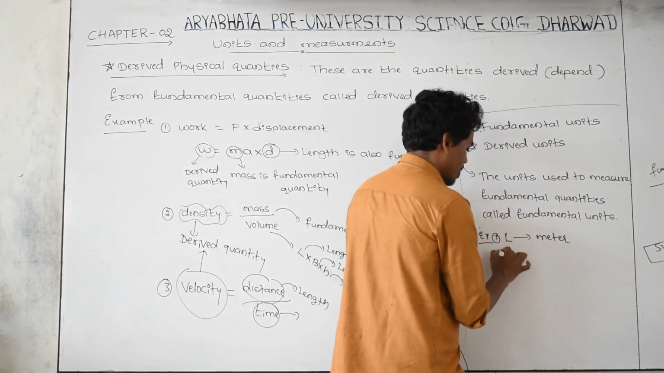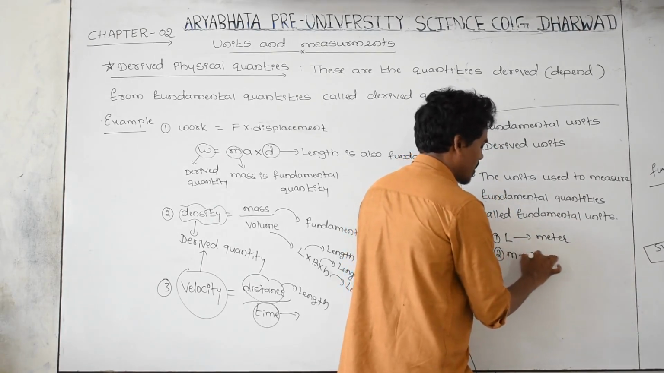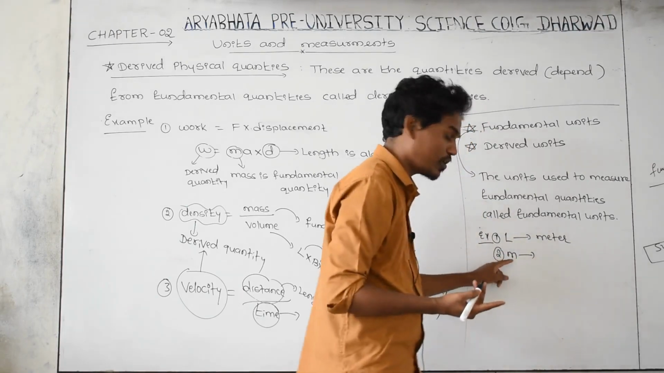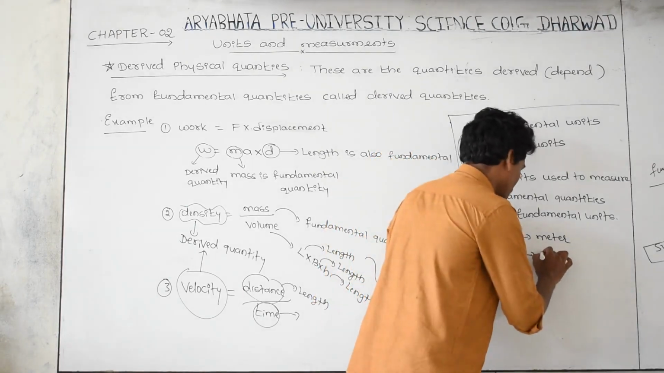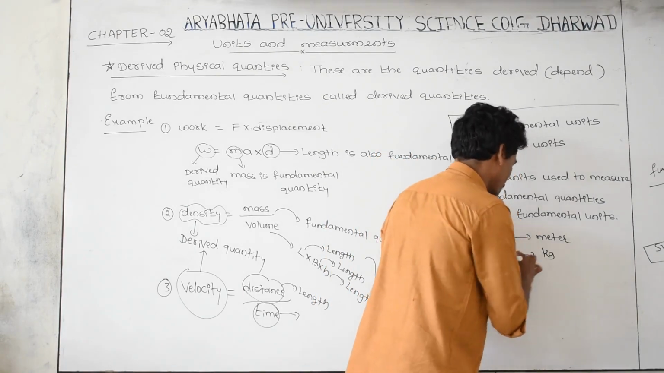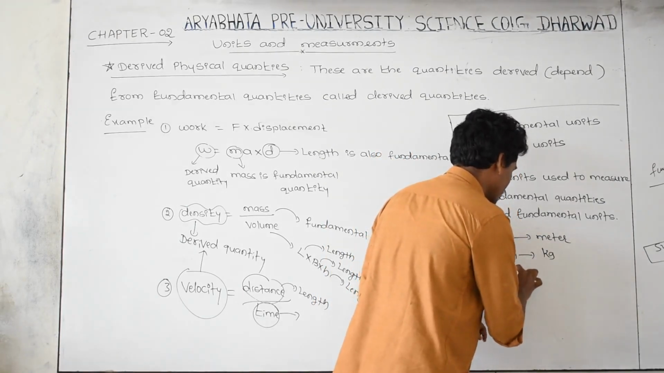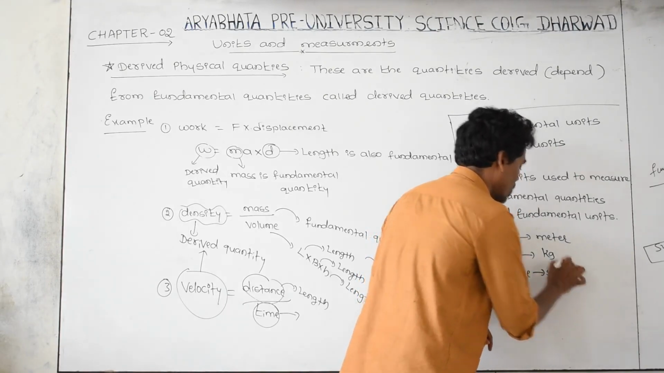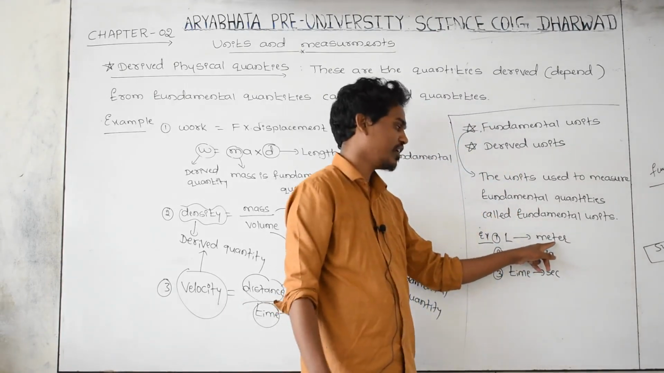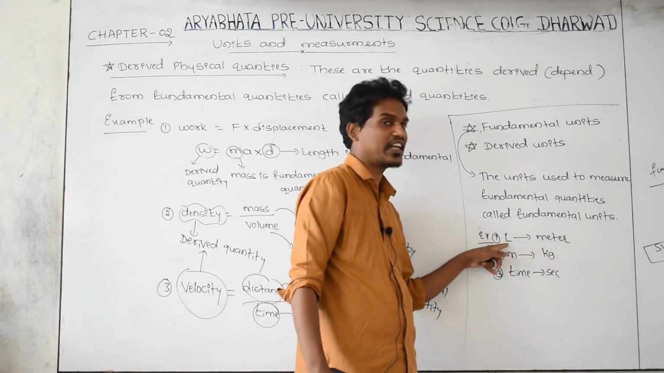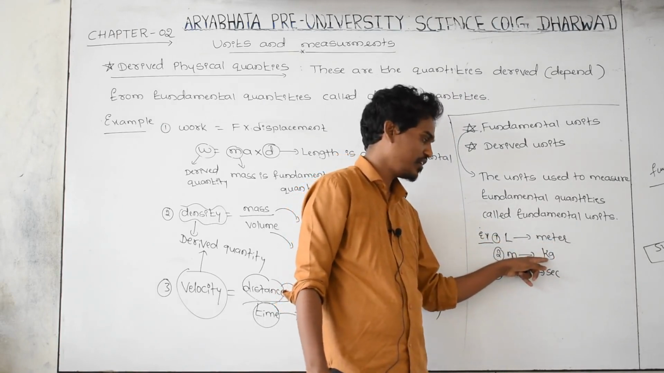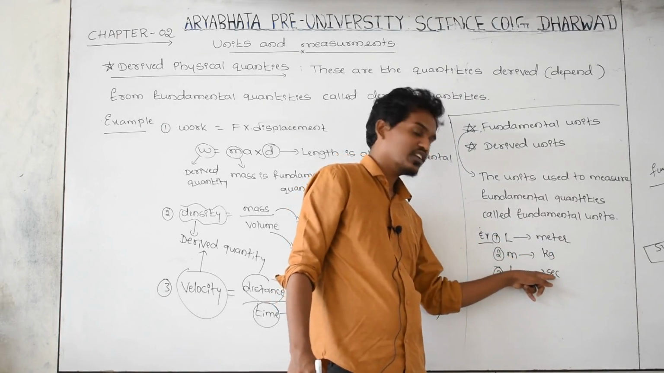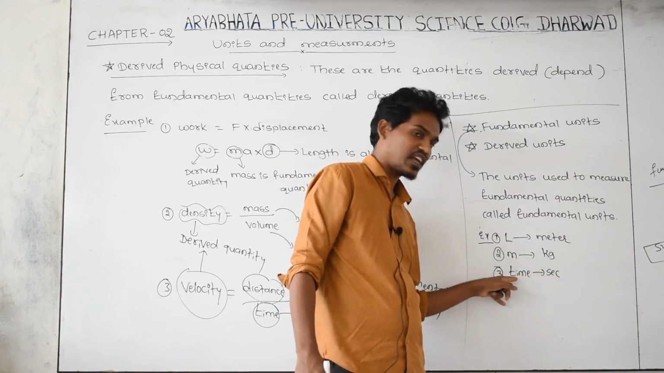For example, length is a fundamental quantity. Its unit is the meter. Another example is mass. To measure the fundamental quantity mass, the unit is the kilogram, kg. Next, time. Time's unit is the second. These are fundamental units to measure the fundamental quantities length, mass and time.